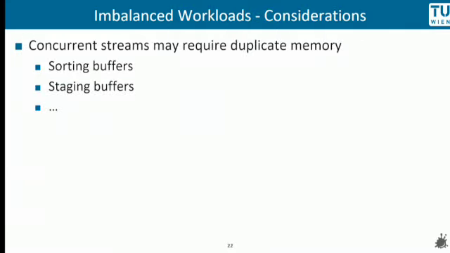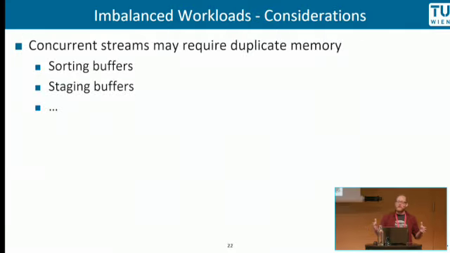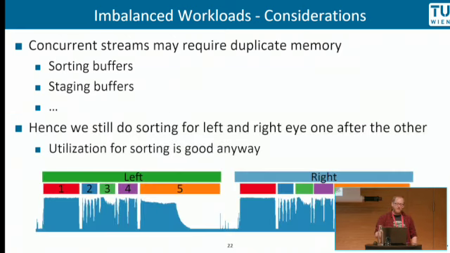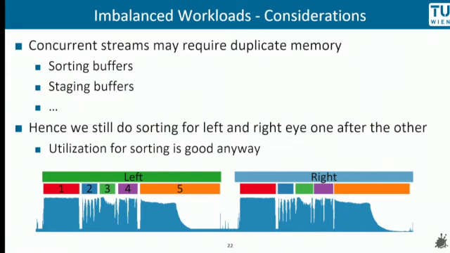There are some considerations for that, and if you just simply duplicate everything, then you also have to duplicate the buffers. For example, we have to do some sorting. We need some intermediate sorting buffers, and we would have to duplicate that. Same for the staging buffers and some other buffers. So with that in mind, we didn't duplicate everything because some of the stages have a fairly good utilization. So sorting could probably be better, but it already has a pretty good utilization. So we do not overlap the sorting. So sorting still happens one after the other. What we do instead is, while the left eye is mostly idle but not finished yet, we already do some sorting for the right eye.